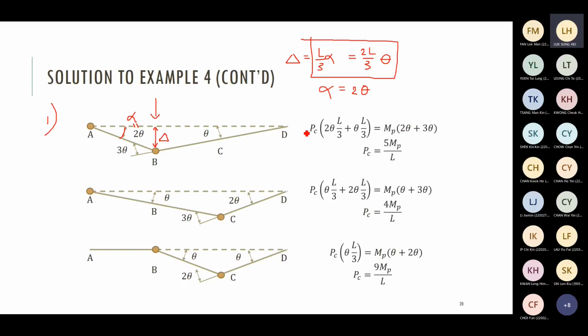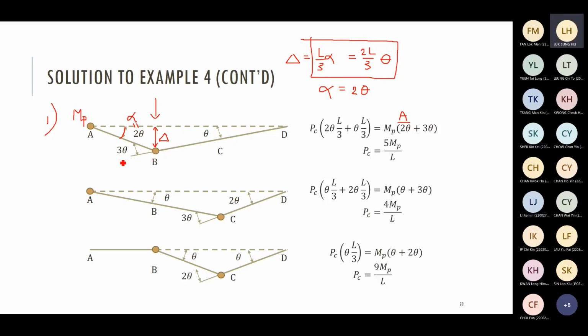I think plastic work is easier to calculate, so I talk about plastic work first. We have 2 plastic hinges, point A and point B. The plastic moment at point A is MP. The rotation at point A is equal to 2 theta. So MP times 2 theta is the plastic work at point A. Now the plastic work at point B.